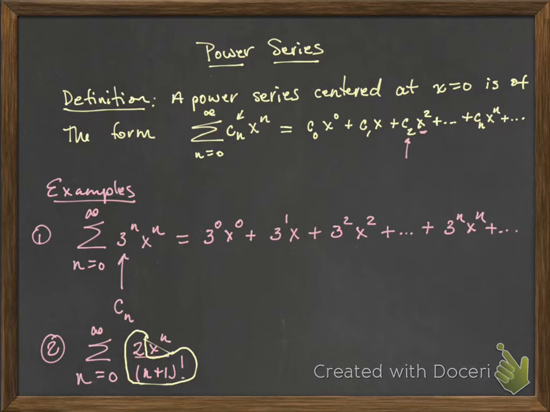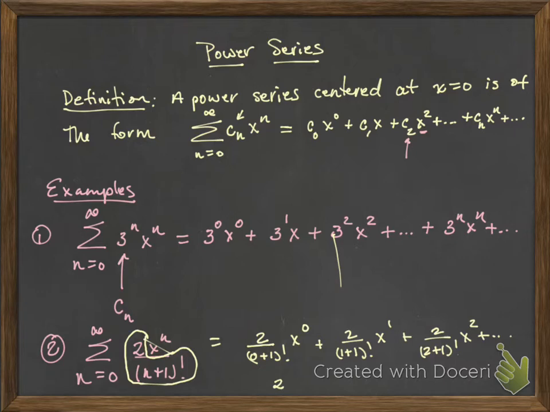All right, so if I were to expand this, this would be 2 over 0 plus 1 factorial x to the 0, plus 2 over 1 plus 1 factorial x to the 1, plus 2 over 2 plus 1 factorial x squared, and so on. Okay, you could simplify that. That really is just 2 plus x plus 2 over 3 factorial x squared, and so on. Okay, so that's just a power series centered at 0.